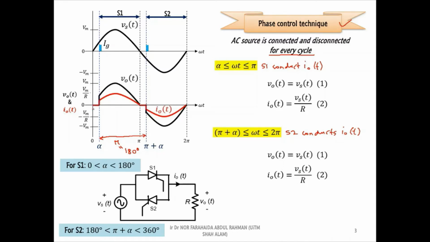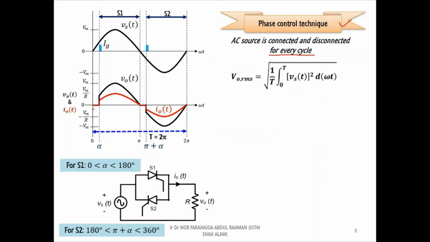As you know, the average voltage of the AC waveform is always 0. Hence, we will discuss how to calculate the RMS value of the output voltage only. As usual, we will start with the general equation.